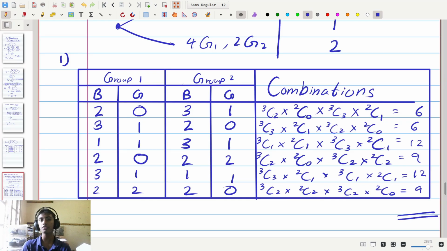So we could have 2 girls, 1 girl, or no girls at all. So we found all of the possible combinations. We can now add them together.